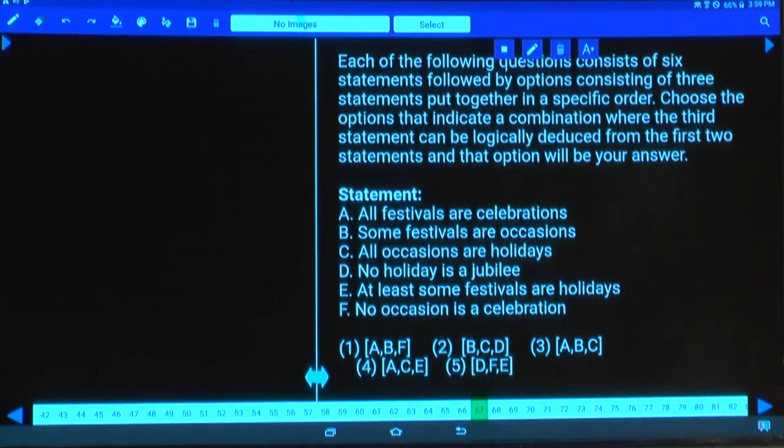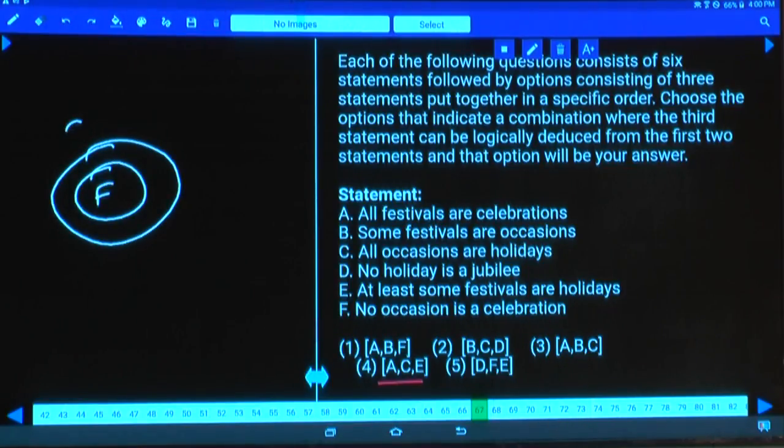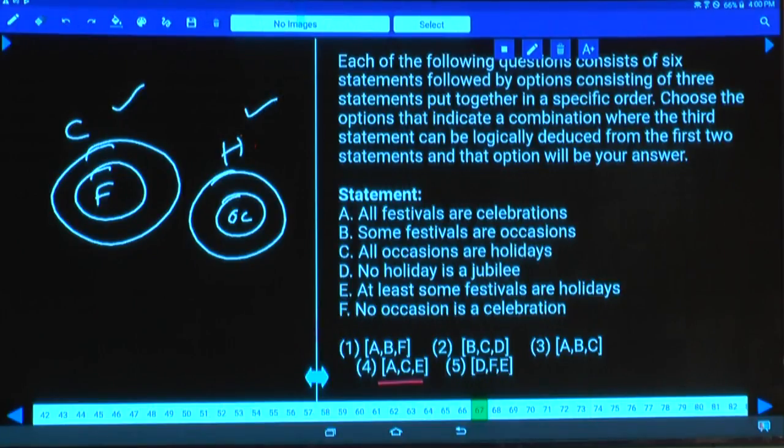Choice 4. Now if you take choice 4, let us draw the diagram in order to cross check whether choice 4 can be your answer or not. A and C. A is what? All festivals are celebrations. And C is what? All occasions are holidays. Then this is one statement, this is the second statement.